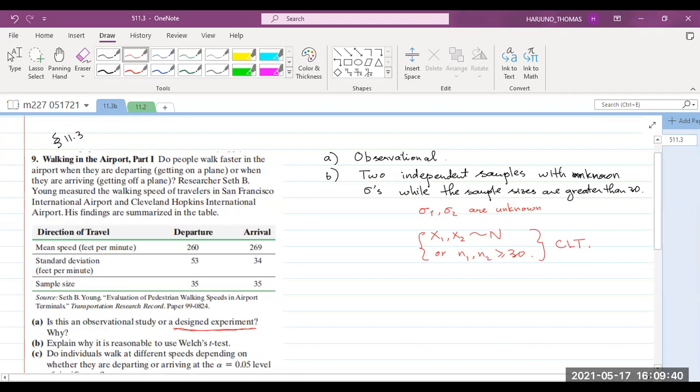Now, if sigma 1, sigma 2, the population standard deviations of the populations they are taken from, are known, then we will use Z. We will not use T. Now, let's continue.